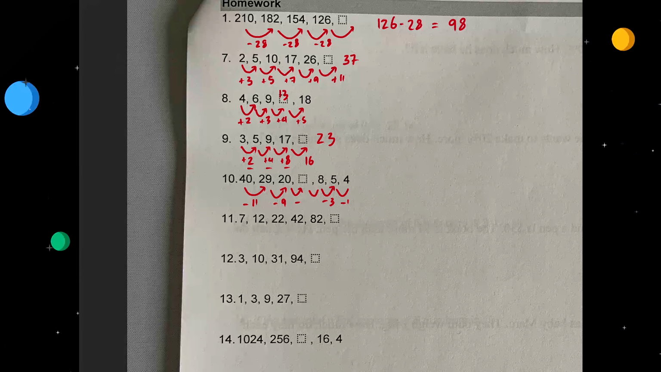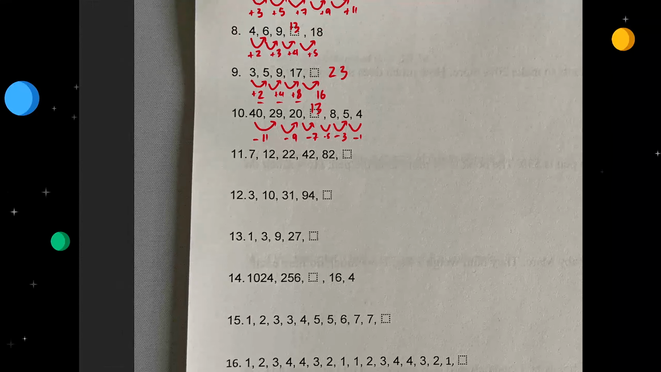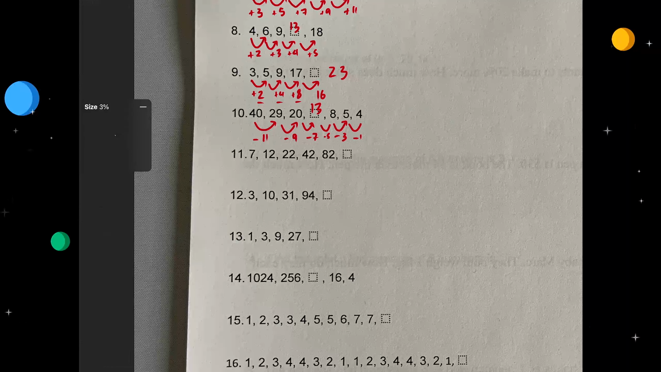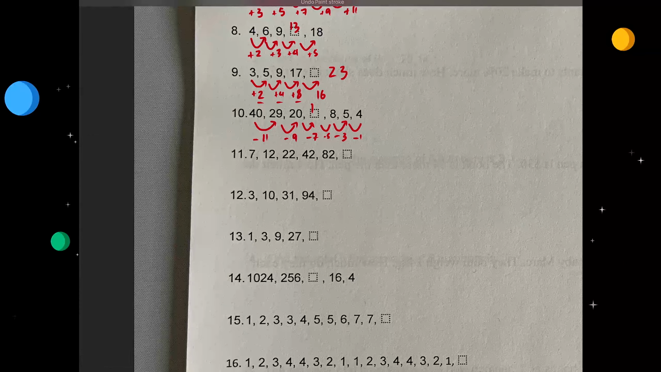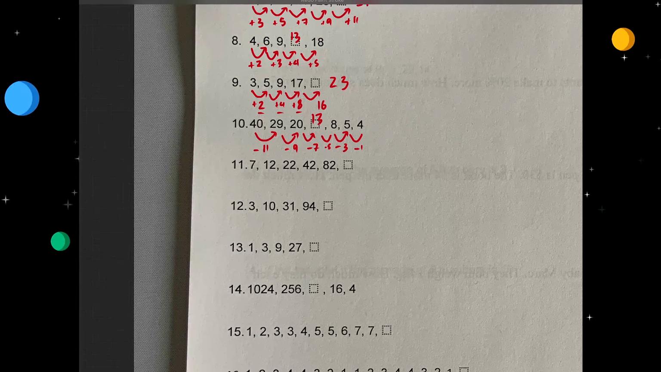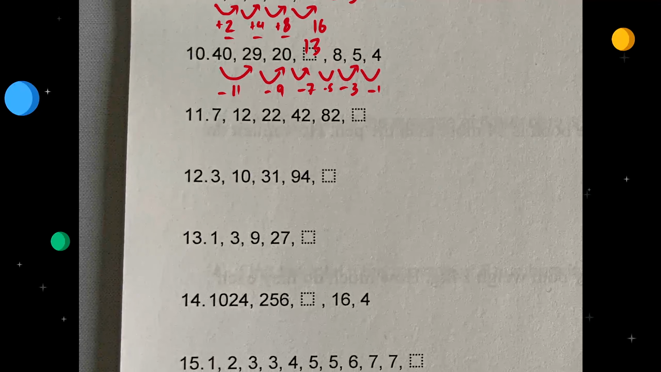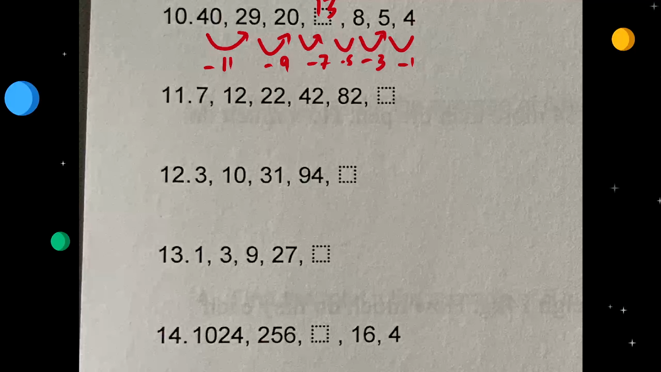So this one here, you're adding. So add 5, add 10. Add 20 and then add 40. So the next one should be, well, each number is double the last one. 10 is double 5, 20 is double 10, 40 is double 20. So the next number should be add 80. And then we have 80 plus 82 will be 162.